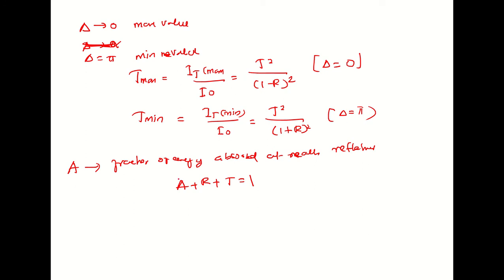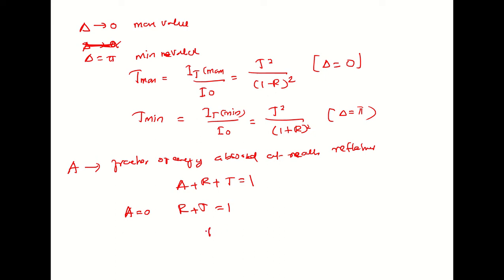Now if A, that is the absorbance, is equal to 0, then we can say that R plus T equal to 1, and according to the equation we will get T maximum equal to 1. So this means that the peak intensity of the transmitted fringe would be equal to the intensity of the incident light, even if R is very close to 1. In actual practice, A is never 0. That is the one point you have to note down. The absorbance is never 0, and the maximum transmission is always somewhat less than unity.